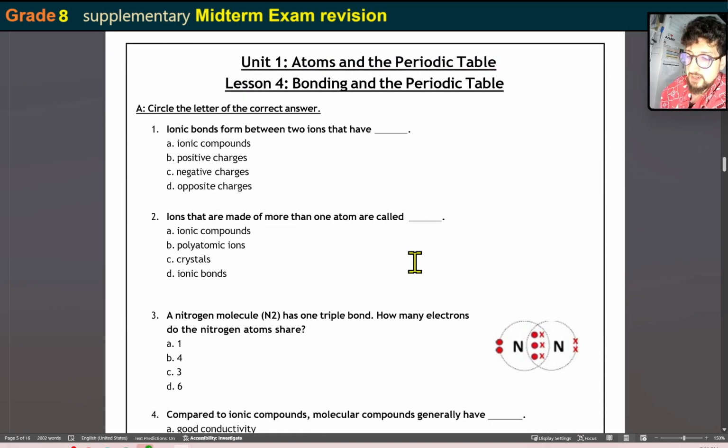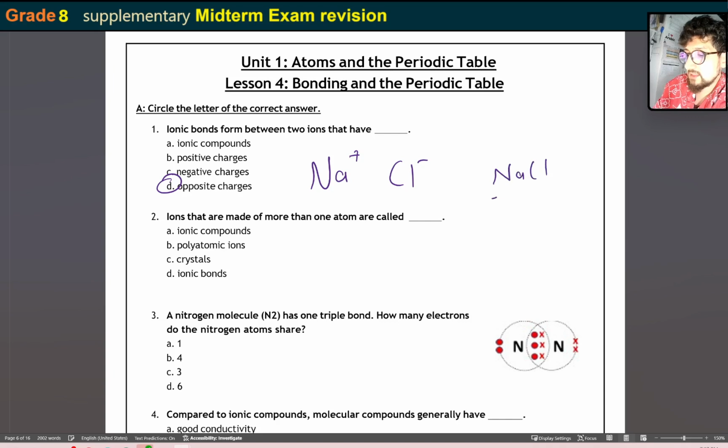Okay, let's keep going. Circle the letter of the correct answer. Ionic bonds form between two ions that have opposite charges, obviously. So an example of this would be Na, which is plus, Cl, which is minus. And so we'll have NaCl, which is an ionic compound. And the reason why it's very strong is because the plus is attracted to the minus. Okay? Just like in magnets.